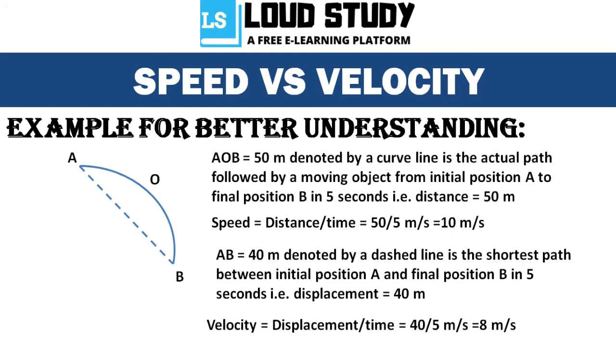As we calculated velocity based on displacement, which refers to the shortest path between the initial position and the final position, whereas speed is calculated on distance, which refers to the actual path followed by an object from initial position to final position.